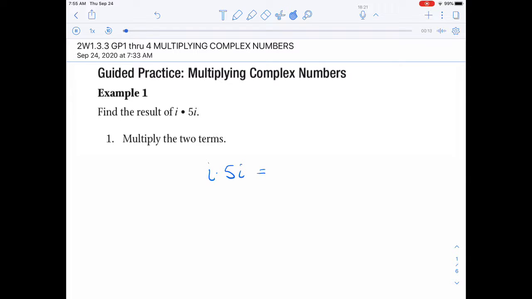Let's use the commutative property to rearrange this expression. We have 5i times i, which is equivalent to 5i squared. Let's simplify this by substituting i squared is equal to a negative 1. So we have 5 times a negative 1, which is equal to a negative 5.